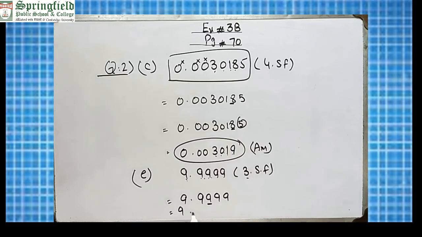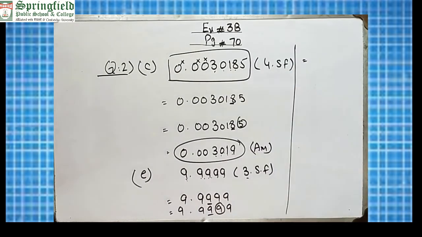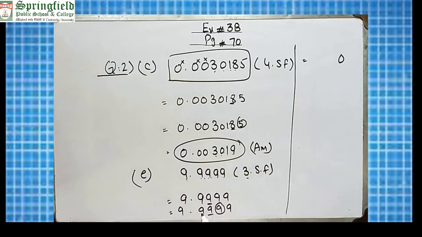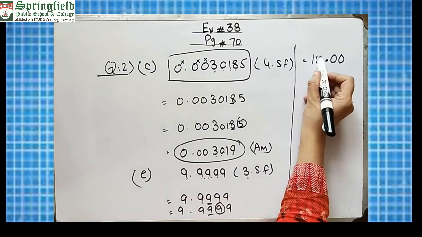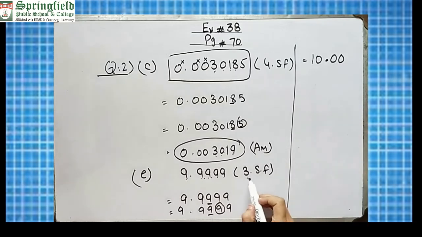And in the next step, circle the next digit. The 9 is greater than 5. The circled digit is greater than 5, then we will add 1 into the underlined digit. So 9 will become 10, 0, and then 1 will carry to the 9. And 9 plus 1 will become 10 again, 0. Then the point, and then 1 will add into the 9. It will become 10. So 10.00, and they are saying 3 significant figures.